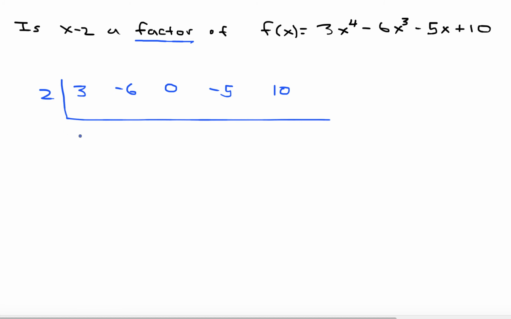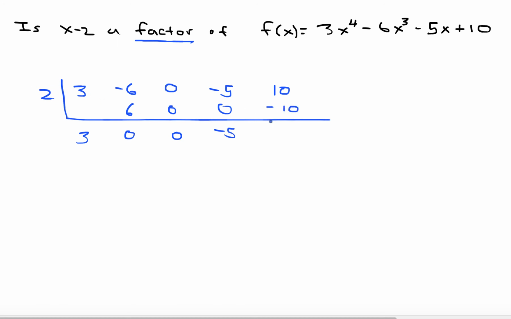Let's bring down the first number, which is 3. 3 times 2 is 6, so we get a 0. 0 times 2 is 0. We'll add those to get 0. We get another 0 here. Add these together to get negative 5. Multiply negative 5 times 2 to get negative 10.